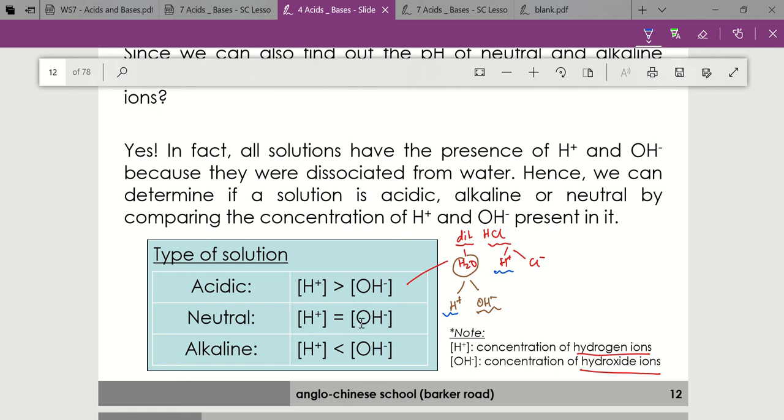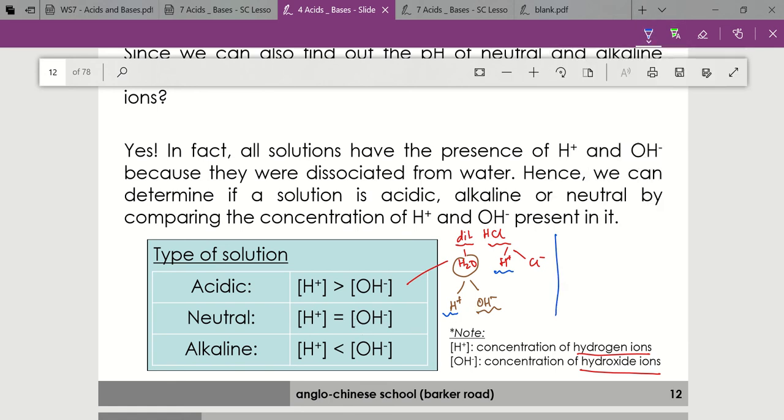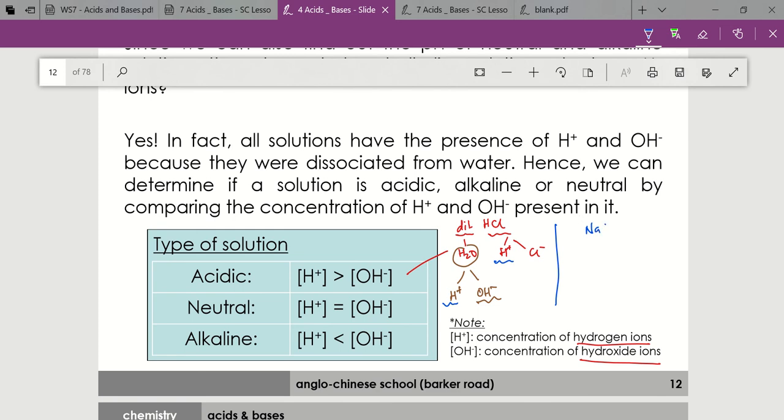In a neutral solution, let's say I have sodium chloride solution, so NaCl aqueous, right? NaCl aqueous, of course, I'm not going to be able to get hydrogen ions or hydroxide ions from NaCl itself, but from the aqueous portion, which is water, I can have H+ and OH-, and the concentration of these two should be equal to each other, which is why it is neutral.